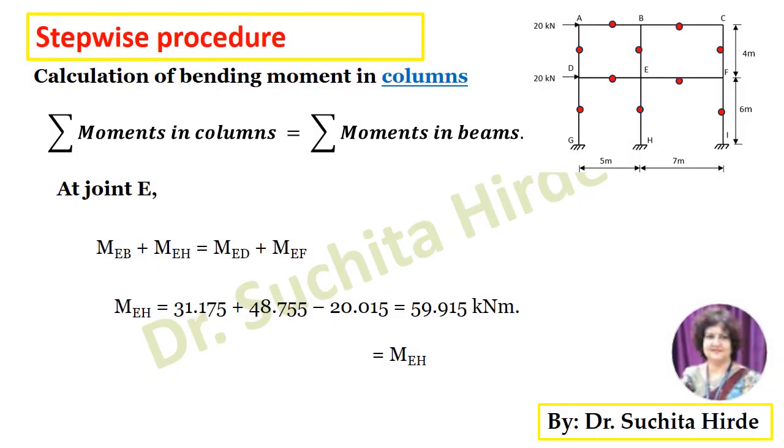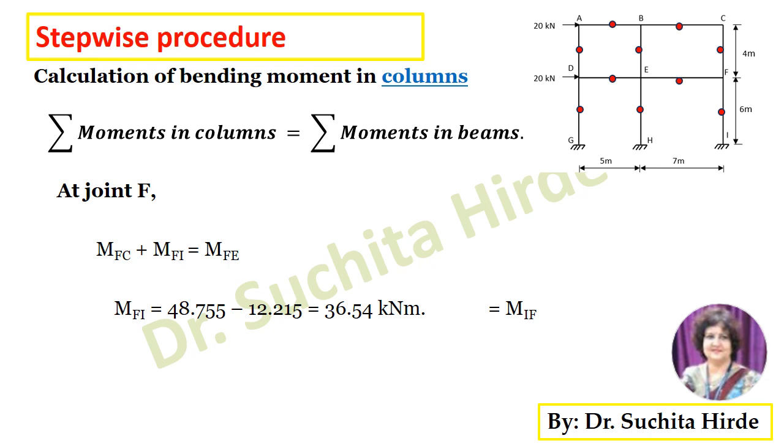And apply the same condition, that is sum of column moments is equal to sum of beam moments. You will get moment in column EH. Because moment in column EB is already known, the only unknown is moment in column EH, which is equal to 59.915 kilonewton meter. Then calculate moment in the last column, that is MFI. MFC is already known, so the only unknown is MFI. There are two columns and one beam, so you can calculate MFI, which is equal to 36.54.